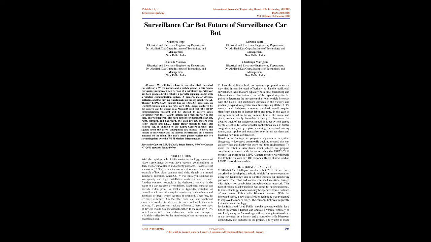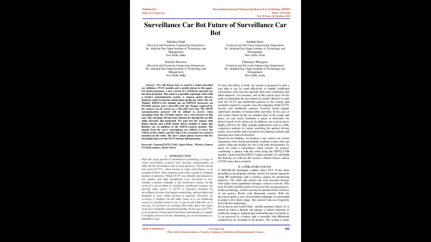In the event of a car accident or vandalism, dashboard cameras can provide video proof. A CCTV is typically installed for surveillance in areas that require monitoring, such as banks and hospitals or areas where security is required. Therefore, its coverage is limited. On the other hand, as a car dashboard camera is installed inside a car, it can record while the car is moving. To perform car tracking efficiently, these 2 types of devices should be considered together.